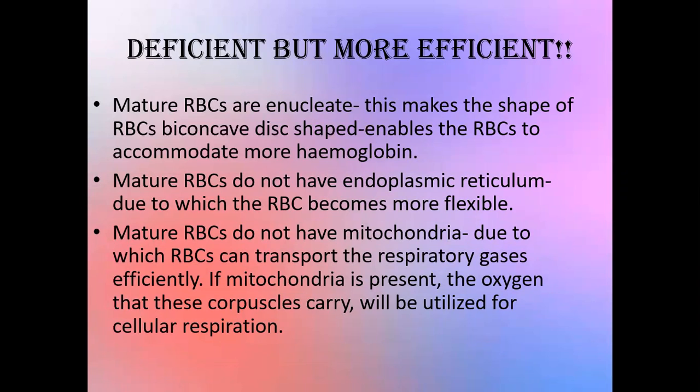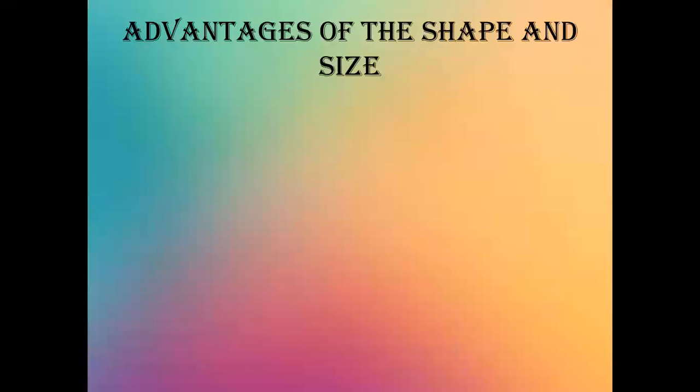See, in every point I have mentioned mature. Why mature? The RBCs, when they are initially produced, they have all these three cell organelles. But they lose these cell organelles once they become mature and get ready to perform their function of transportation.